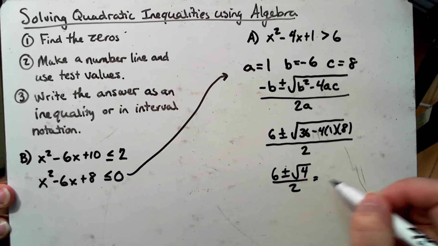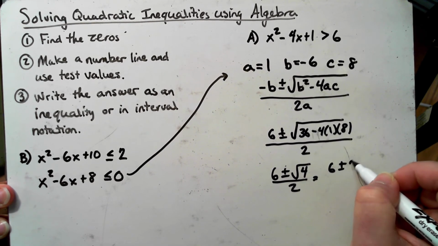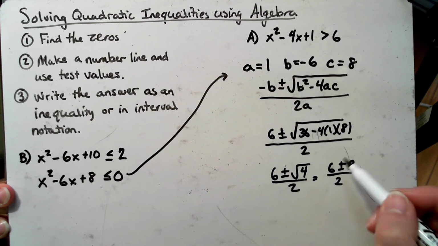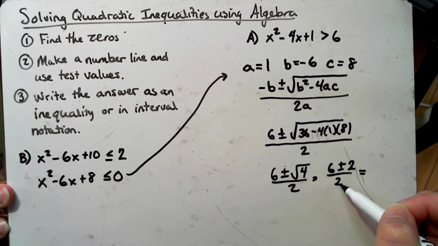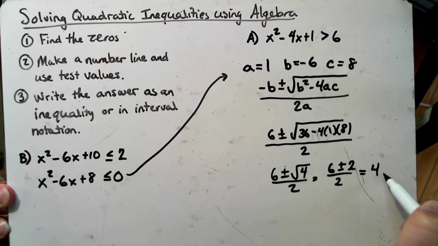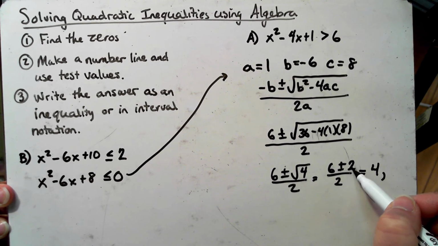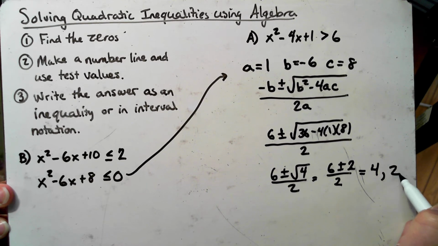Now, I can do the square root of 4. Square root of 4 is 2. And I can calculate this. 6 plus 2 is 8, and 8 divided by 2 is 4. 6 minus 2 is 4, and 4 divided by 2 is 2. So those are my zeros.